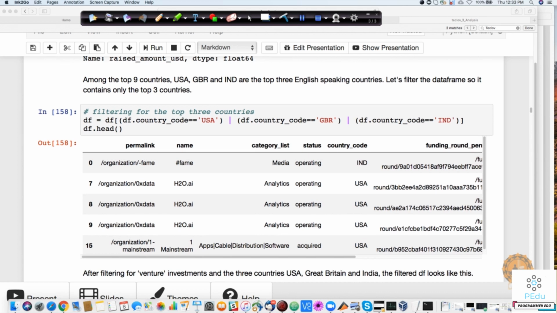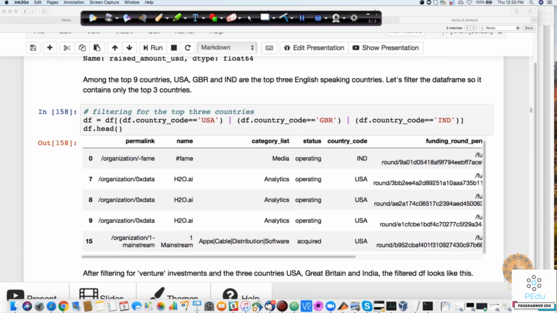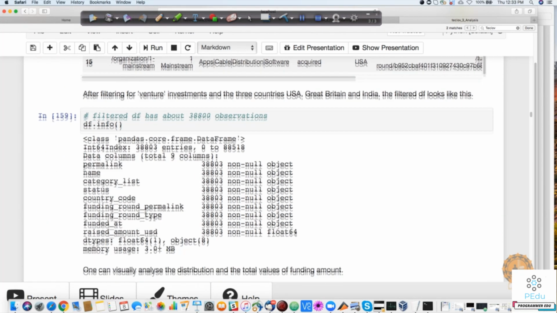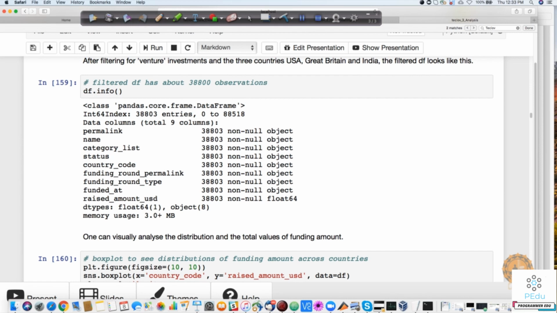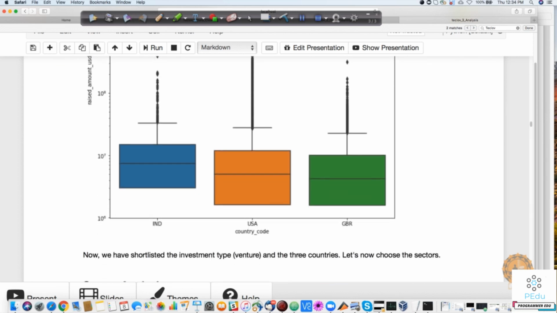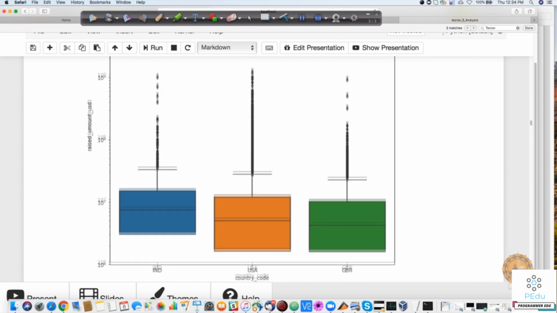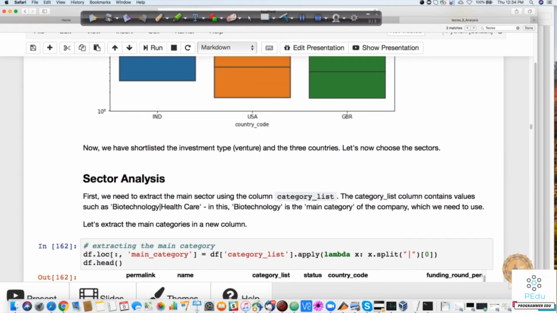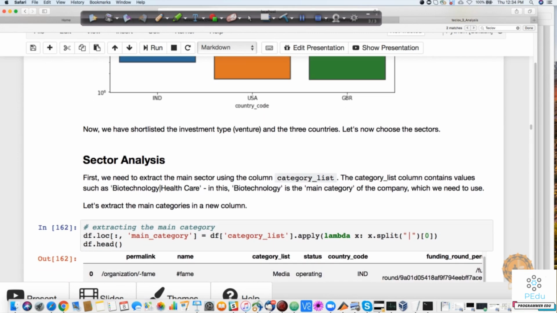If you look at the output, we have pulled out only the data for English speaking countries. Let's look at the data frame information. Now we are left with 38,800 rows. This looks good. You can plot it even for all these three countries to see how the investment is happening, and we can see that this is the way investment is flowing in these top three English speaking countries. After this, we need to work on sector analysis. We will learn that in the next video.